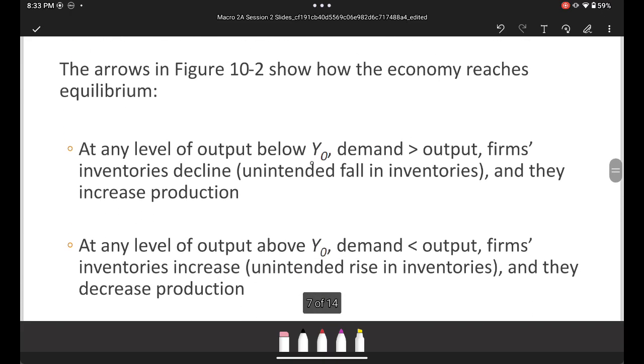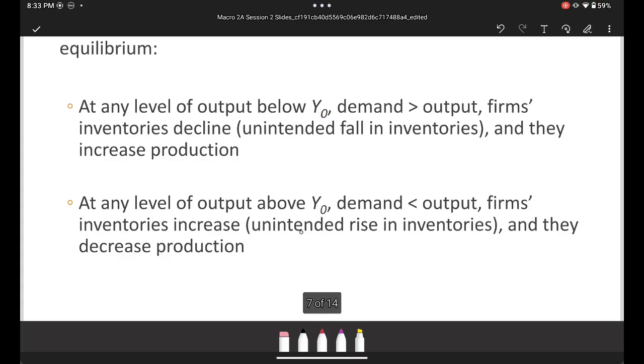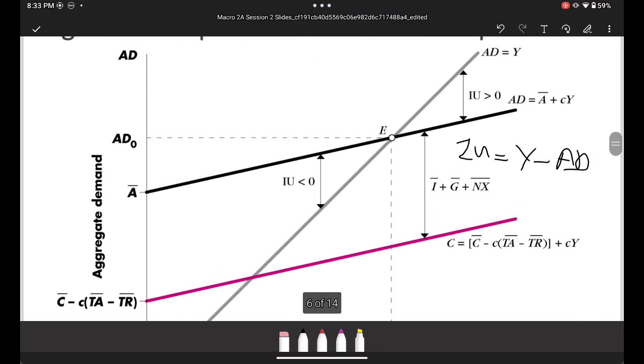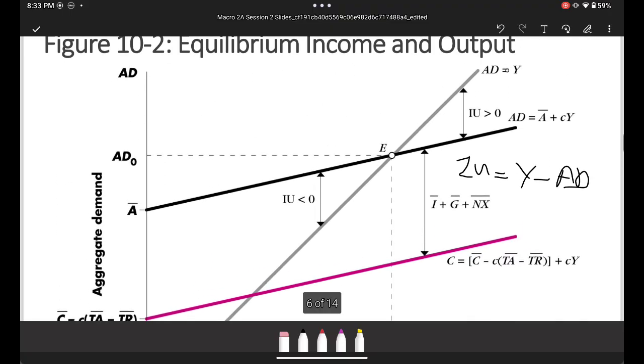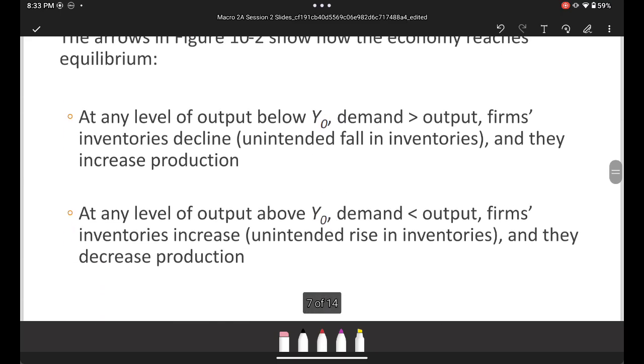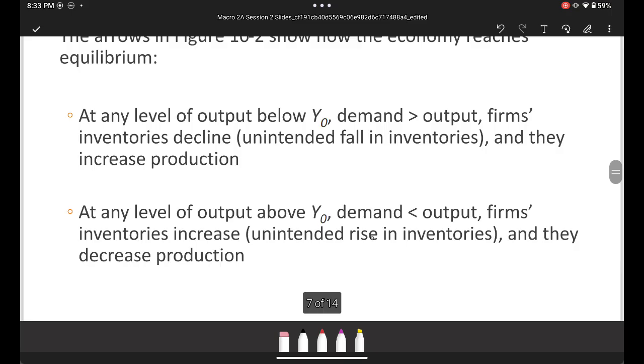So I told you, increase in inventory is at any level above y0, so all these levels over here. AD is less than y. This whole axis is called y. Y is greater than AD. This is y, this is AD. So AD less than y is the same as y greater than AD. That means inventory is increasing and firms decrease production.